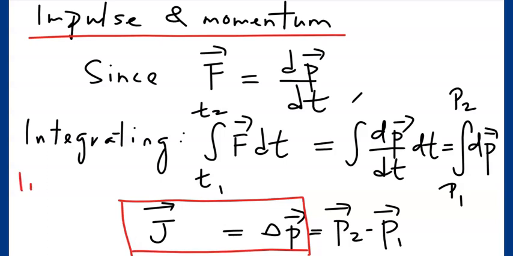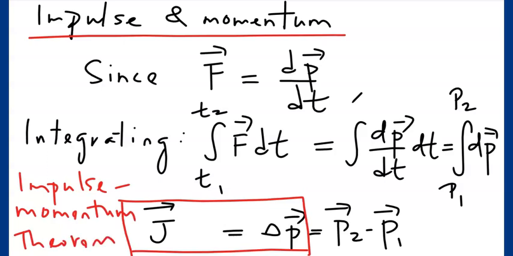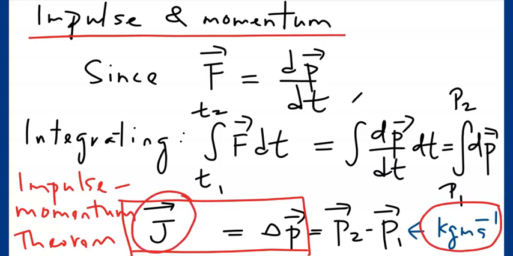This is what we call the Impulse-Momentum Theorem. We also see, since the SI unit for momentum is kilogram meter per second, impulse can also be quantified in kilogram meter per second, as we discussed earlier.